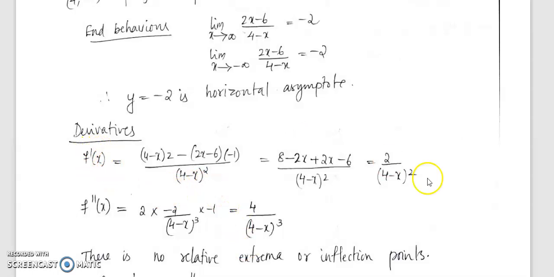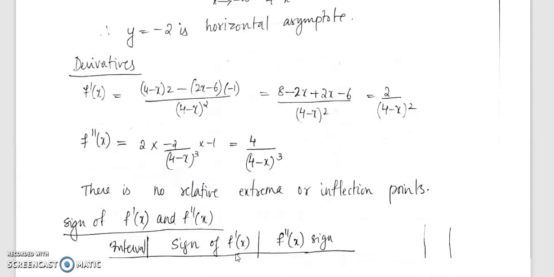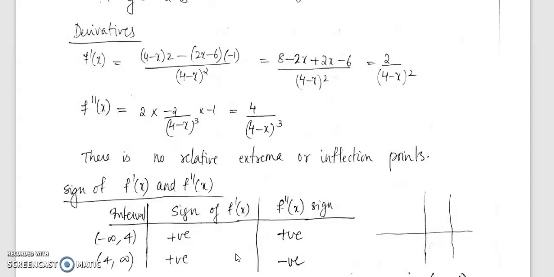So f dash cannot be 0. Similarly f double dash also is not equal to 0. So it will not have any critical points. Therefore there will be no relative extrema, and there will be no inflection points. So there is no relative extrema or inflection points. Now let us look at the sign change for f dash and f double dash. Now f dash and f double dash both are not defined at x equal to 4.